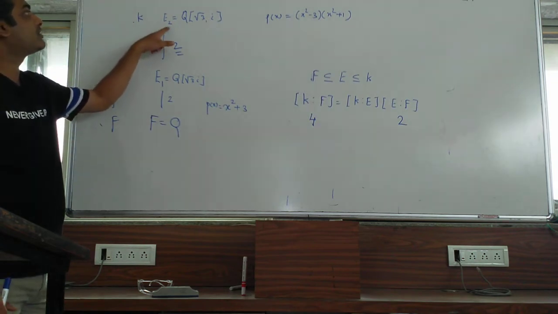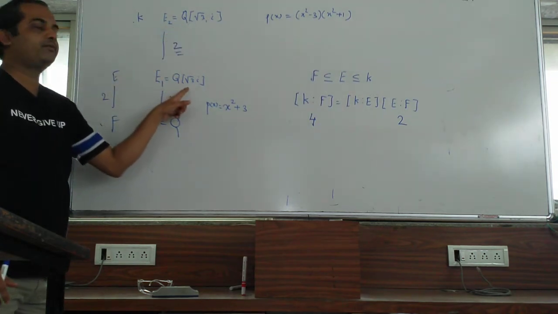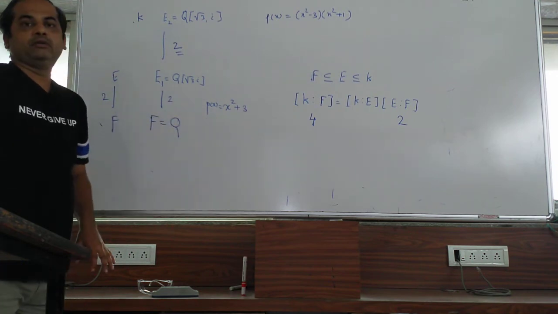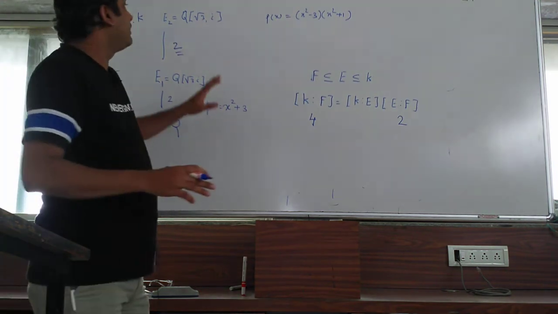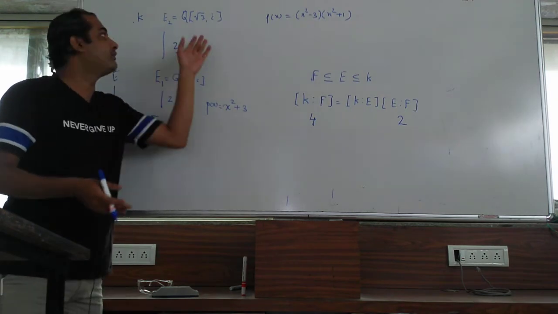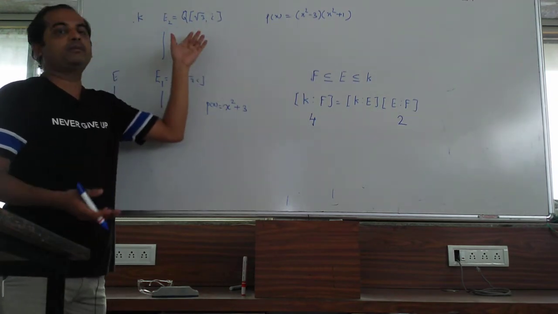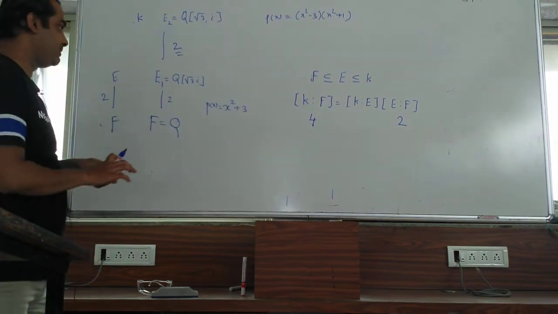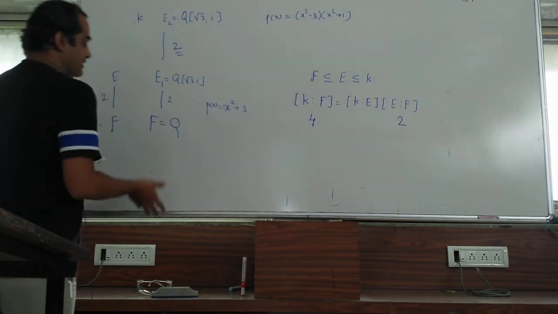So what is the degree of extension of Q(√3, i) over Q(√3 i)? It's 2. You can use this way because not in all cases you can find the polynomials. You can find the polynomials, but it's difficult. We have the property, let's use it. That will be the simplest idea you can have.